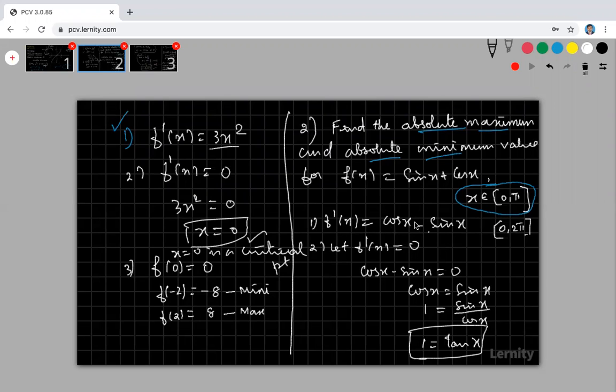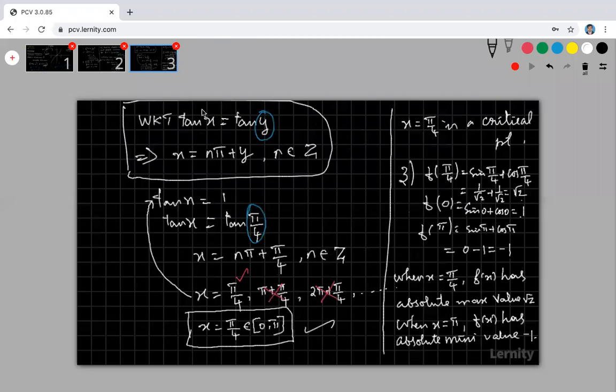I am taking f dash and taking f dash of x equal to 0. I am getting tan x is equal to 1. Actually, this is a trigonometric equation. This is the formula for finding the general solution of the trigonometric equation: tan x equal to tan y means x is equal to n pi plus y. Tan 1 can be written as tan pi by 4, so y is pi by 4.